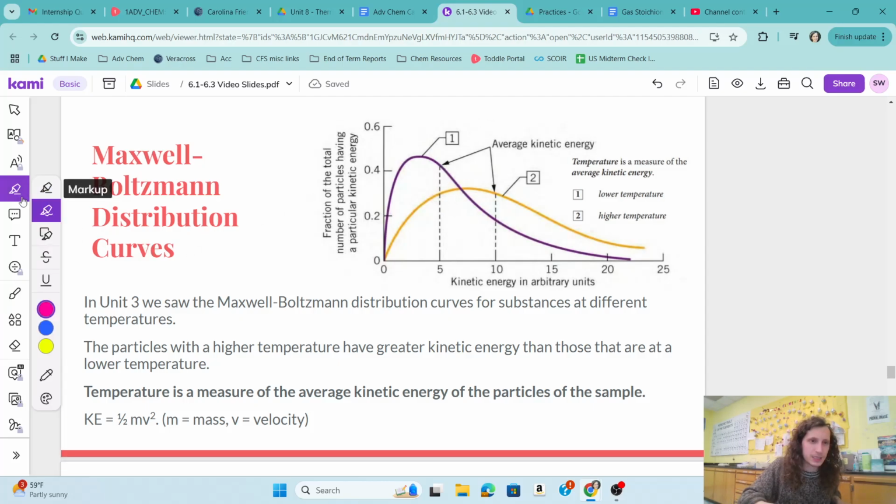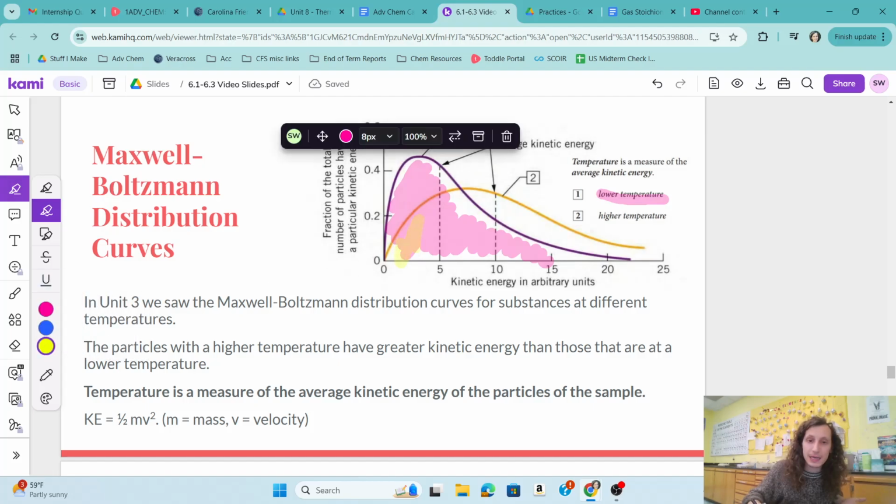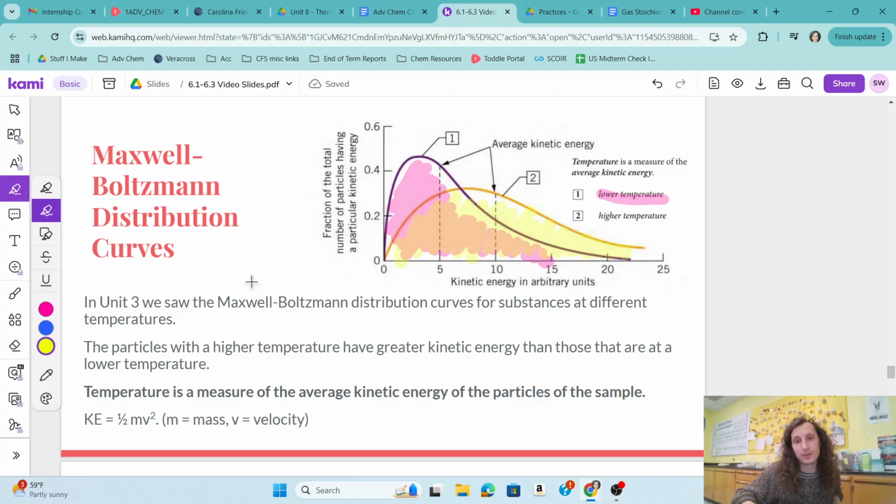But basically, the idea is if you have the same sample, so same number of particles, and you're changing its temperature, the area under the curve of this cold sample, this low temperature one, should be the same as the area under the curve for this warmer sample, because they are showing the same number of particles. It's the same sample, I just heated it up, right?